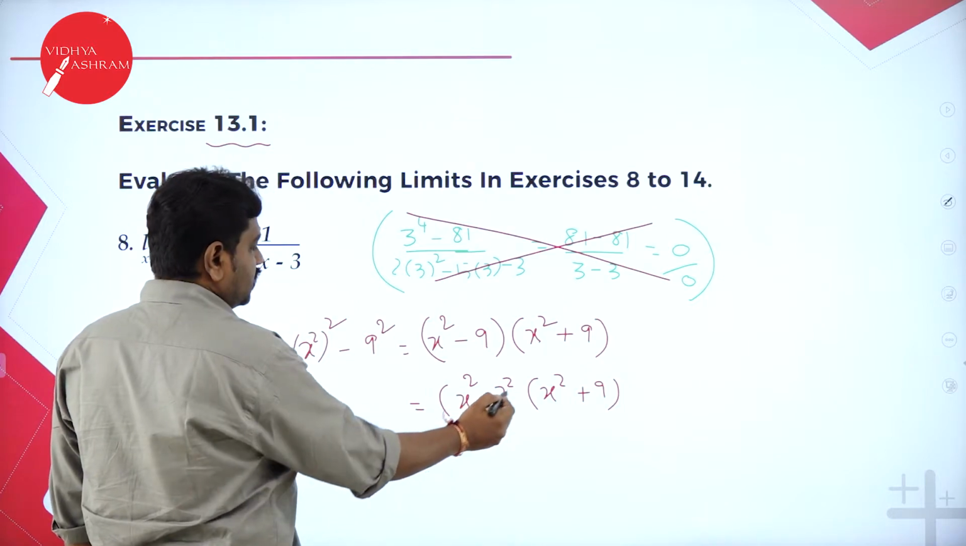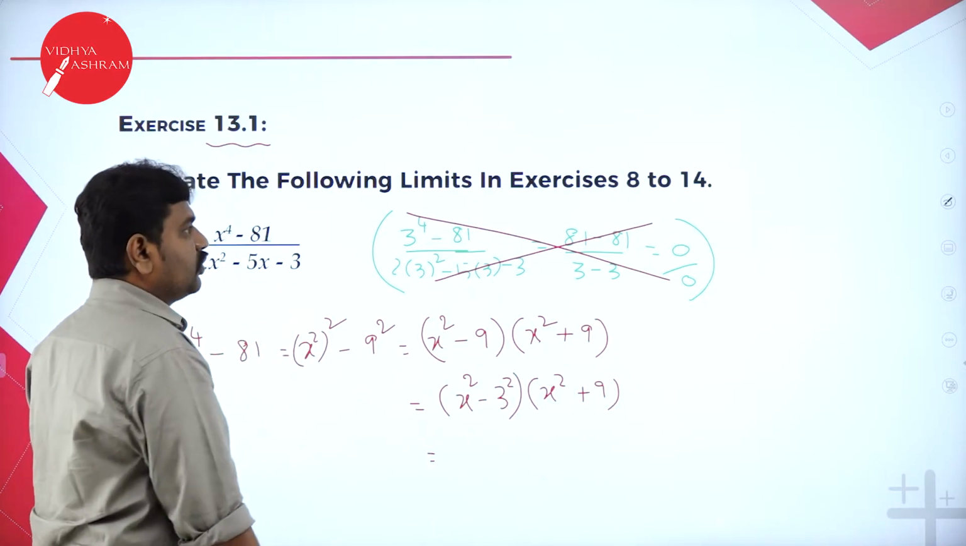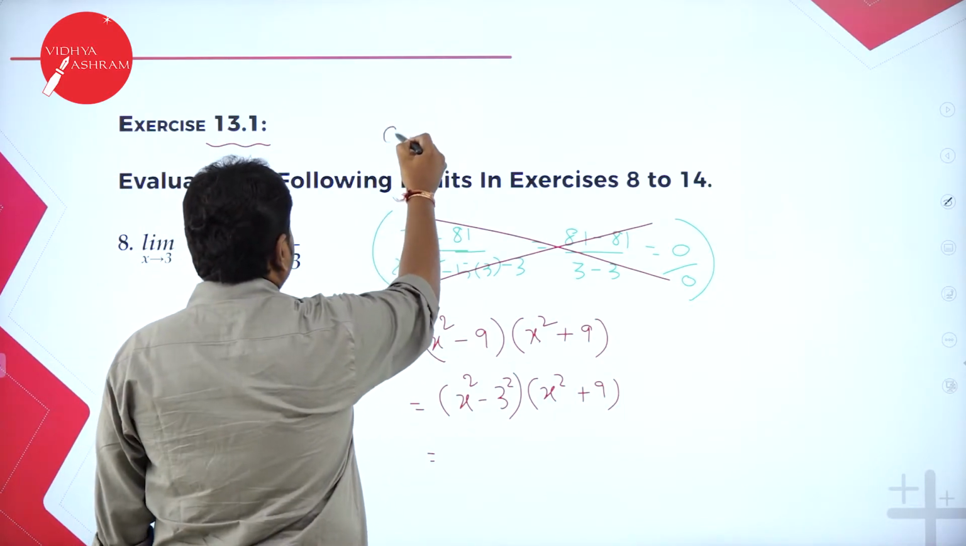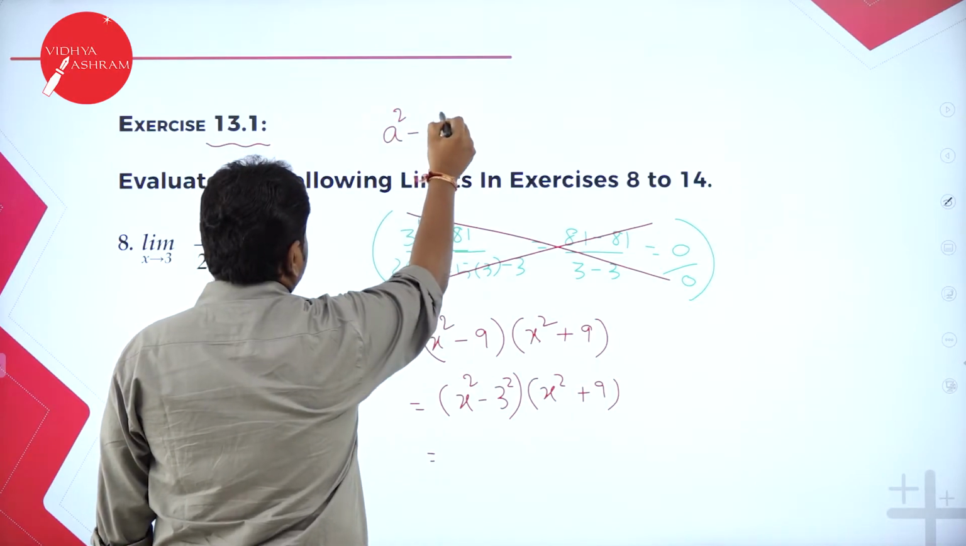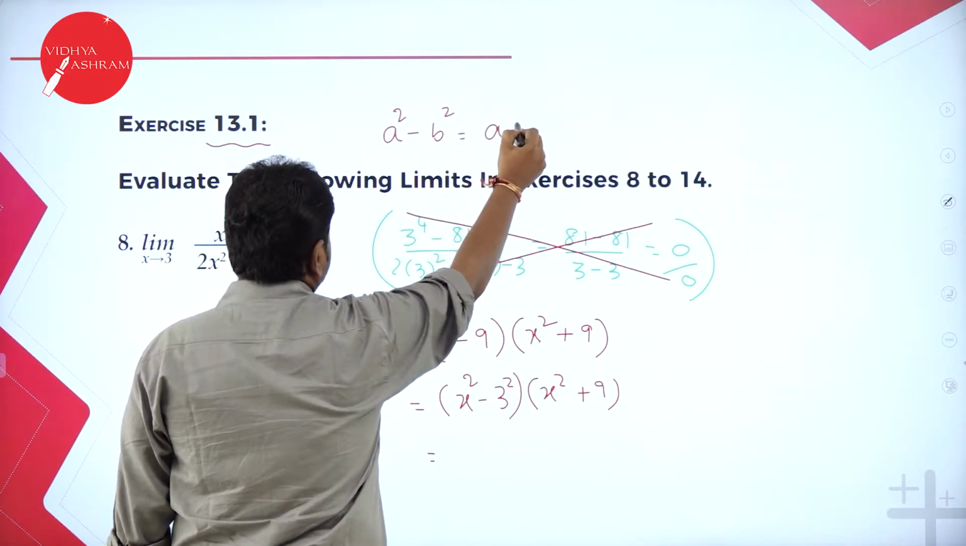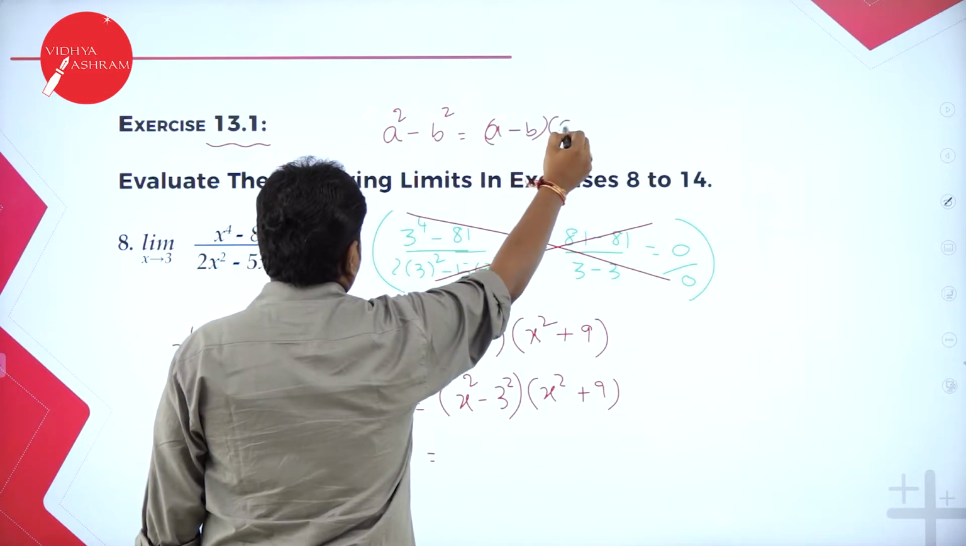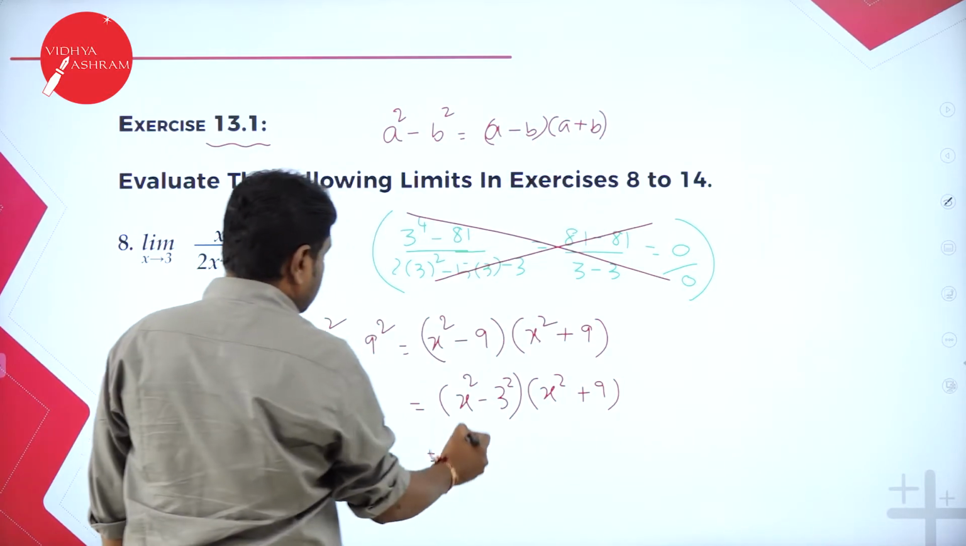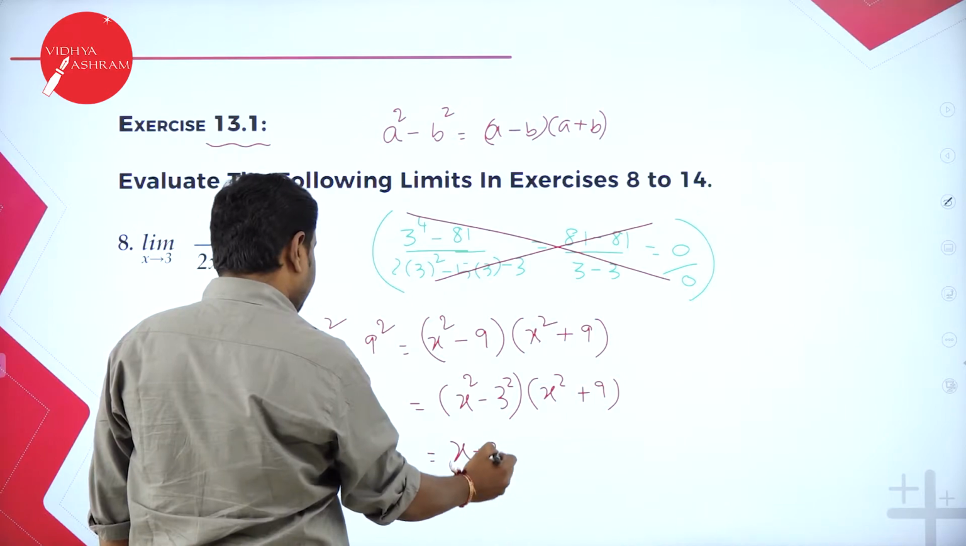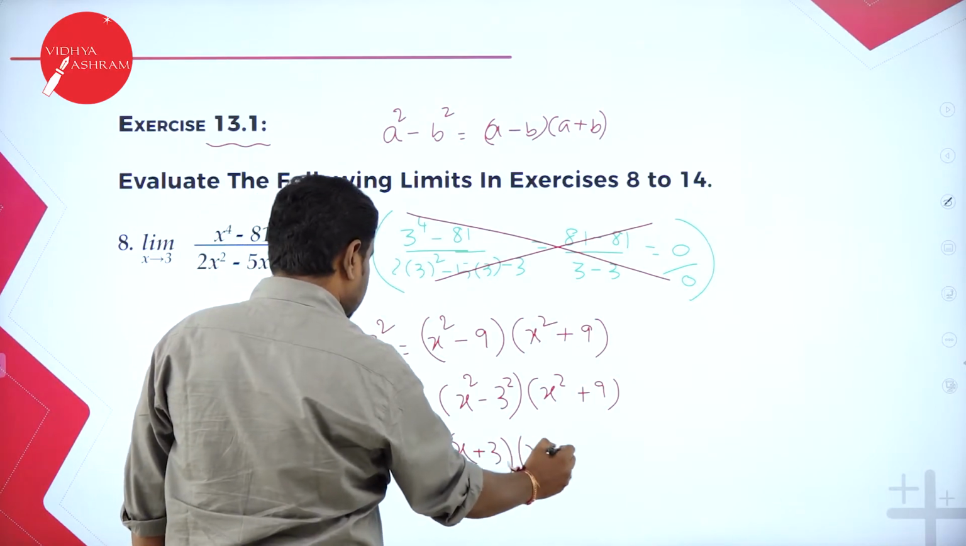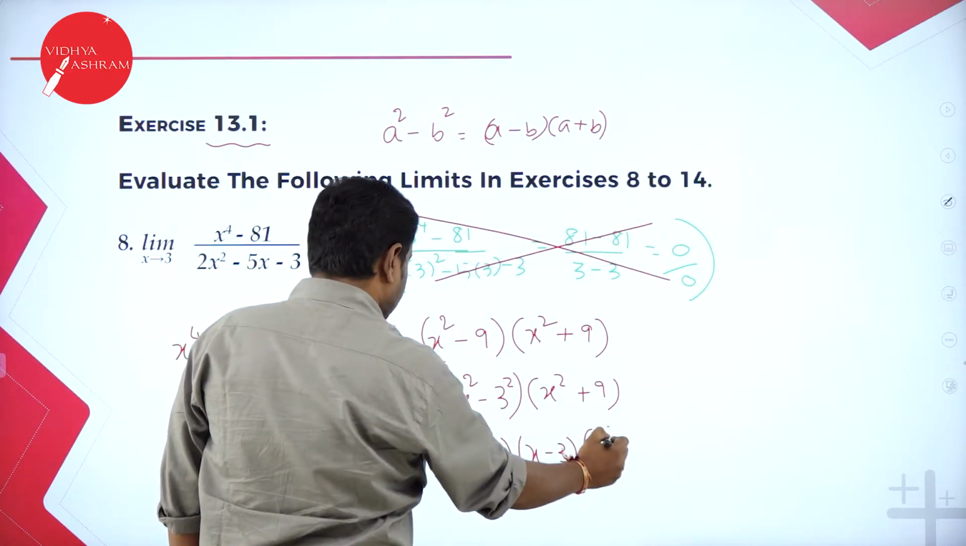Dear students, now this is a square minus b square. All of you know what is a square minus b square. A square minus b square is what? A plus b into a minus b, or a minus b into a plus b. So I can write this as x plus 3 into x minus 3 into x square plus 9.